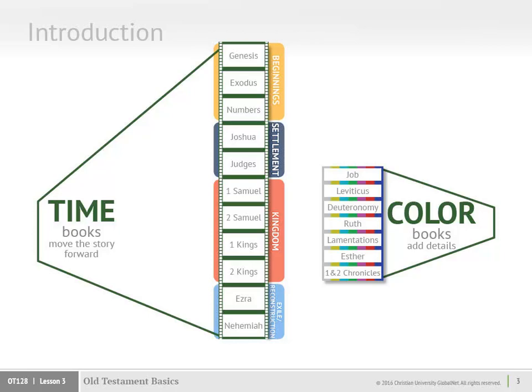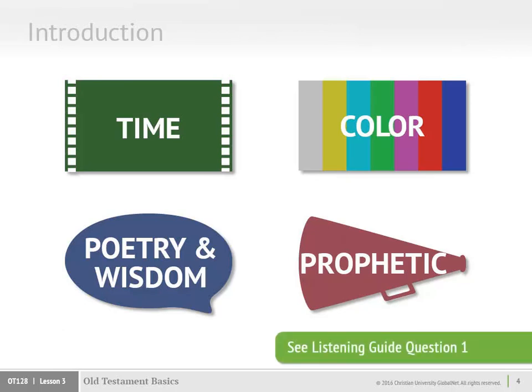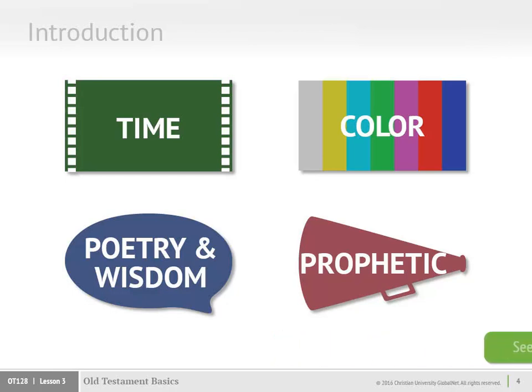You will recall that the color books stop the forward movement of the story and provide still shots that add more details to the story told in the time books. We're also going to see where Israel's poetry and wisdom books fit into the story. It's important to know what books are included and when they were written. And then we'll plug in the prophets and see when they lived and ministered. We need that historical background so we can more clearly understand their prophetic messages.